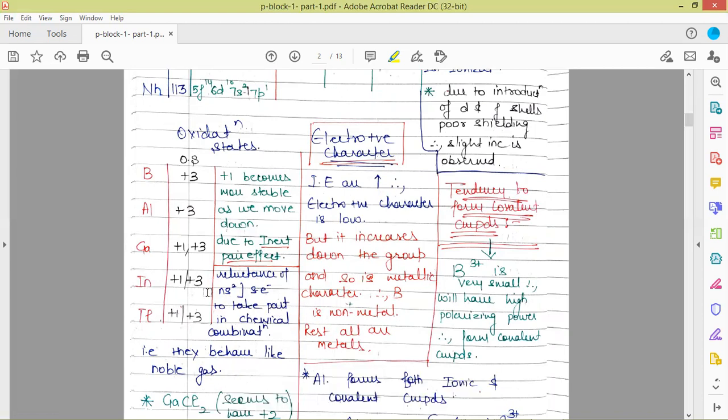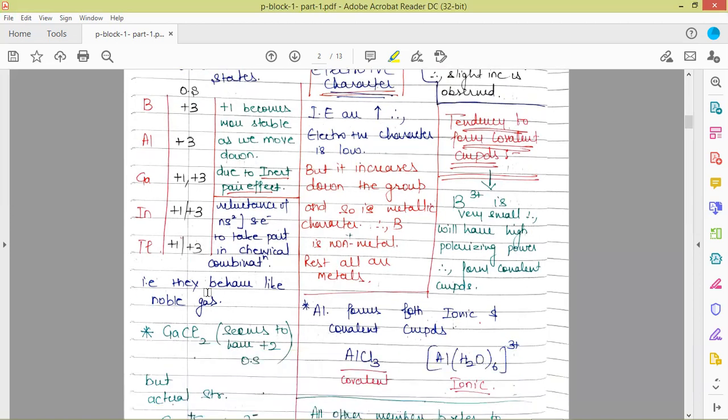Also, the ionization energies are high and the electropositive character of these elements is low, but it increases down the group, and so does the metallic character. So the metallic character is increasing down the group. We can say the first member is a non-metal, the second member, aluminium, is amphoteric, and the lower three members are metals.